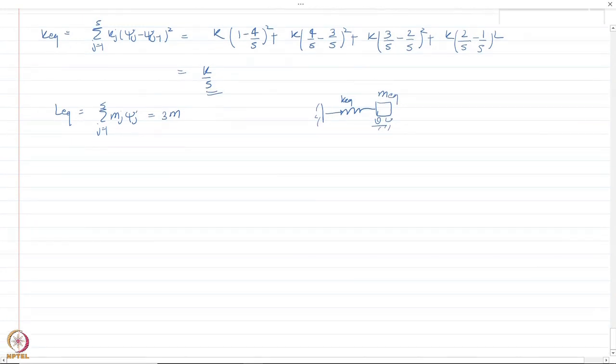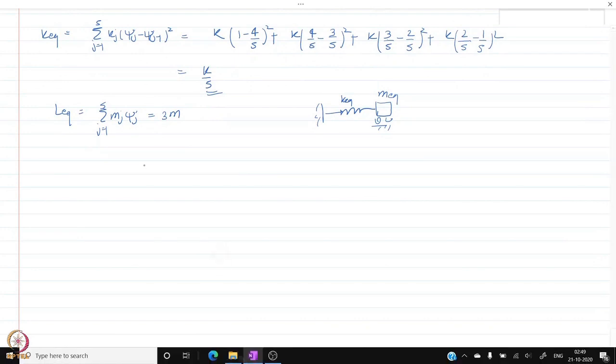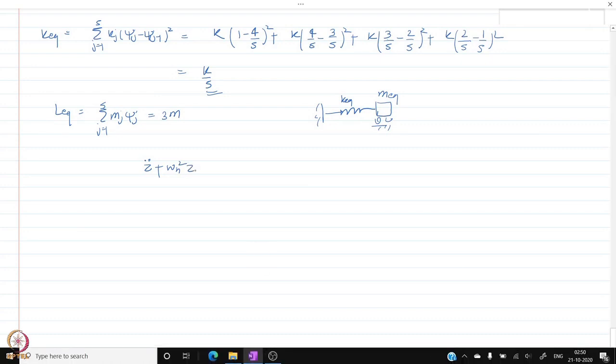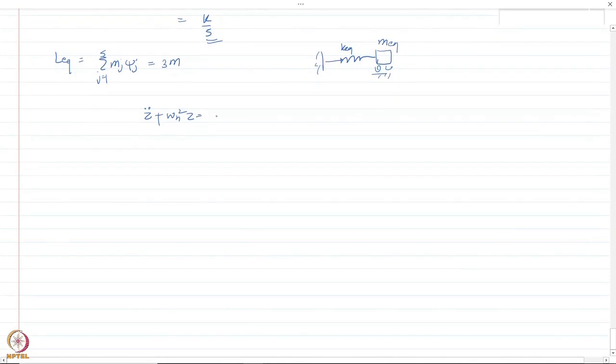And the equation of motion would become, in this case, z double dot plus omega n square z, where omega n is nothing but the square root of k equivalent divided by m equivalent, equal to minus L equivalent divided by m equivalent times ugt, if there is a ground acceleration. Remember, omega n equivalent is nothing but k by 5 divided by 11 m by 5 under root, which comes out to be 0.3 times the square root of k by m.